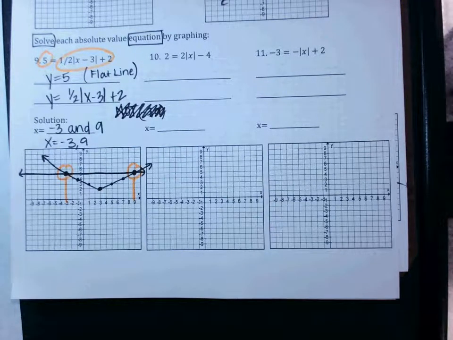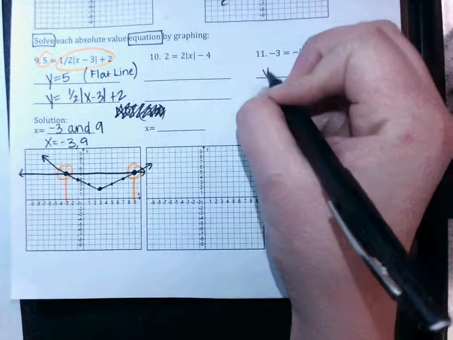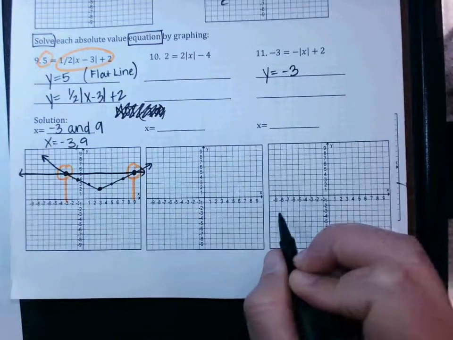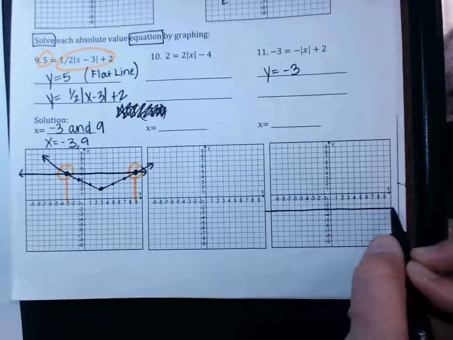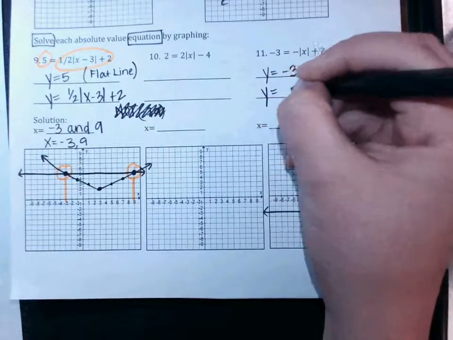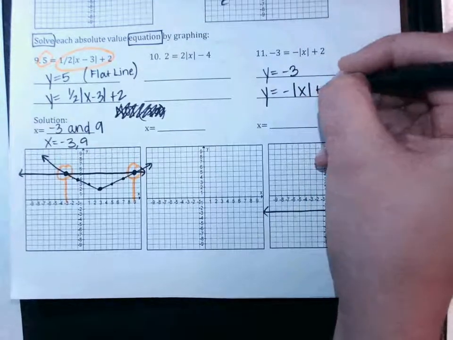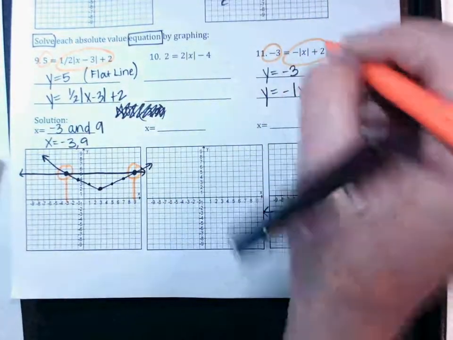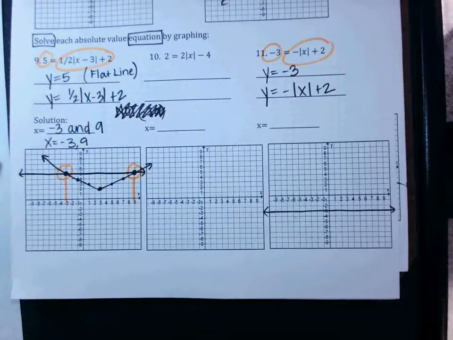On the -3 side, what should we put for our first equation? Y equals -3 down here. Correct. There shouldn't be parentheses around it. And then -x plus 2 would be my second equation. So you're always just splitting up those 2 sides into 2 separate equations, then graphing.